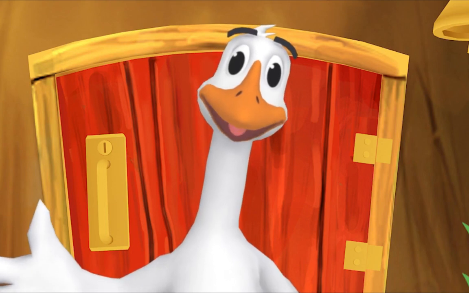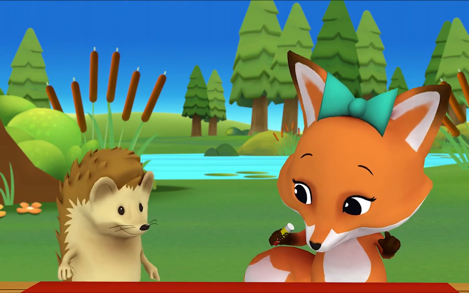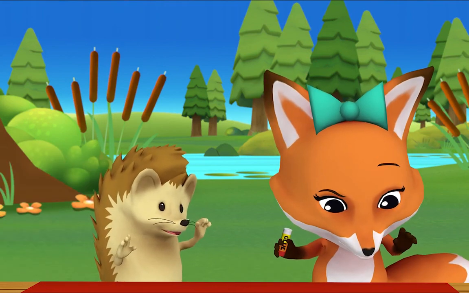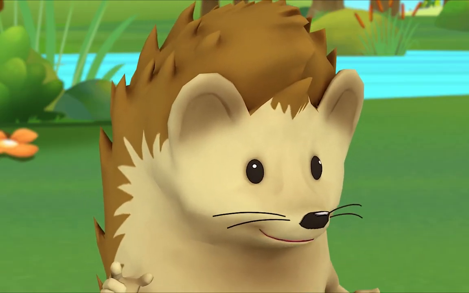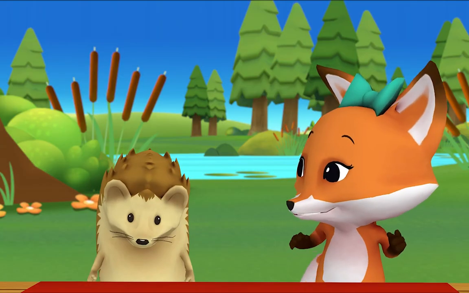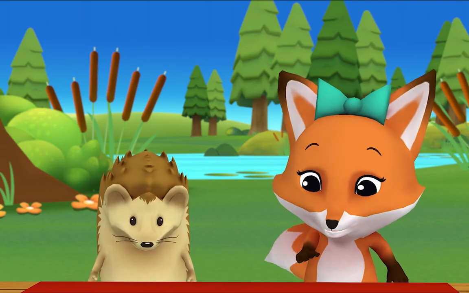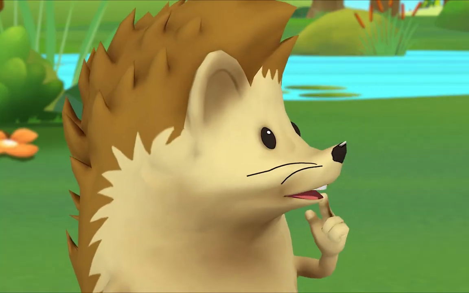Here's something we already did. Let's do it again! Hi, Fox! What are you doing? I'm making patterns! Ooh, patterns? Goody! What are patterns? They're designs that repeat. Look! Star, heart. Star, heart. Star, heart. Star. What comes next? I'm not sure. A heart.